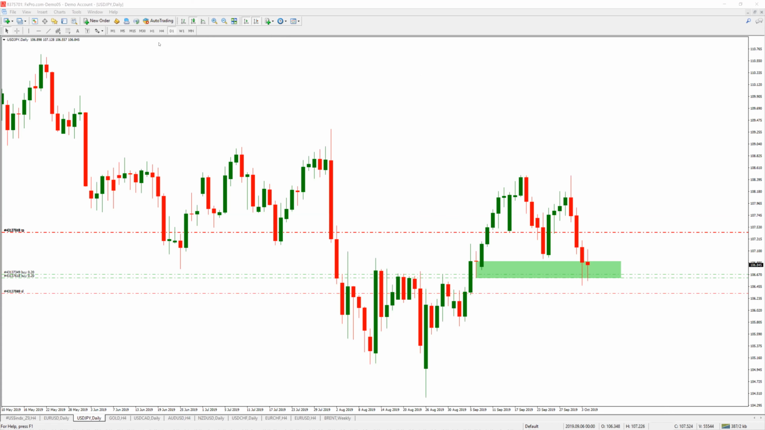Let me just close here. So where does the lowest come in at? The lowest of the new demand zone came in at 106.60. That was the low of this bearish candle here. This one here is the fresh demand zone that has been created in the market.